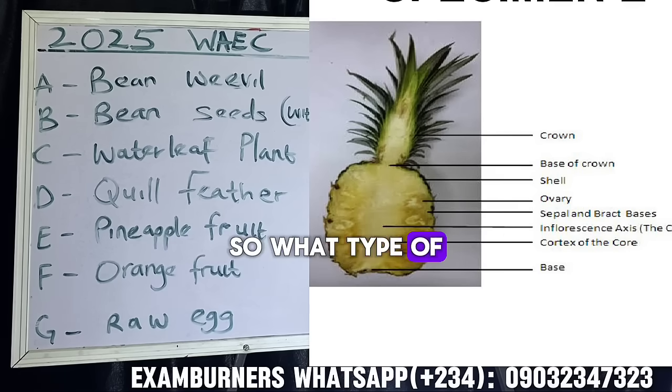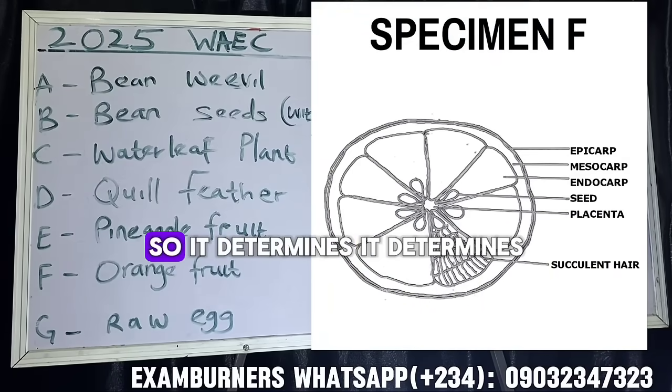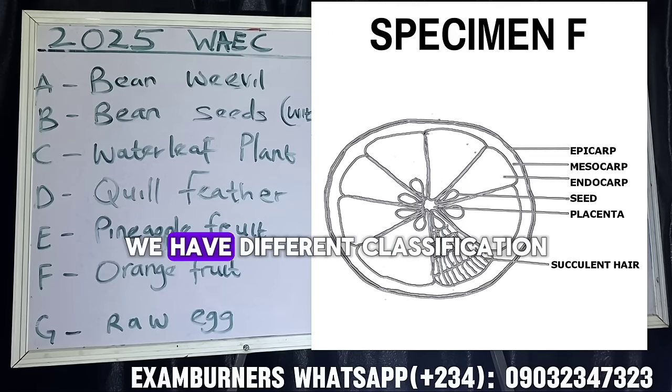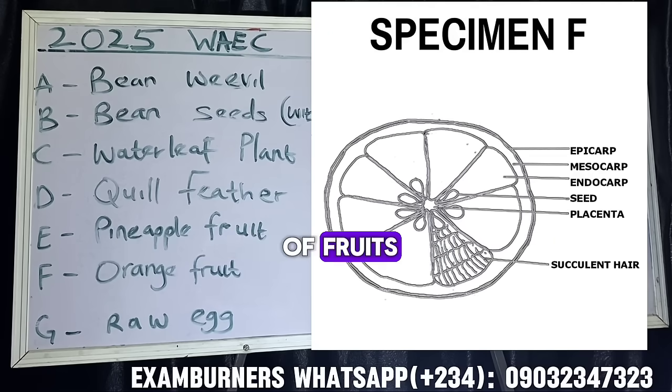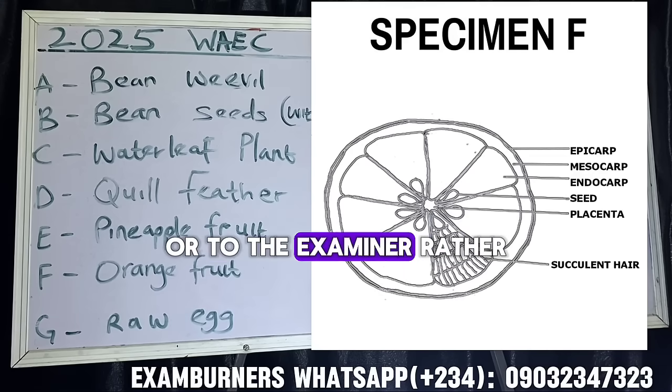So what type of fruit is specimen E and F? You should know the type of fruit specimen E belongs to and the type of fruit specimen F belongs to. It is in terms of what type of fruits they are. We have different classifications based on the type of fruits. We have the berry fruits. So if they ask you what are the types of fruit based on the placentation, you should know the types of answer you should be giving to the lecturer or to the teacher or to the examiner rather.